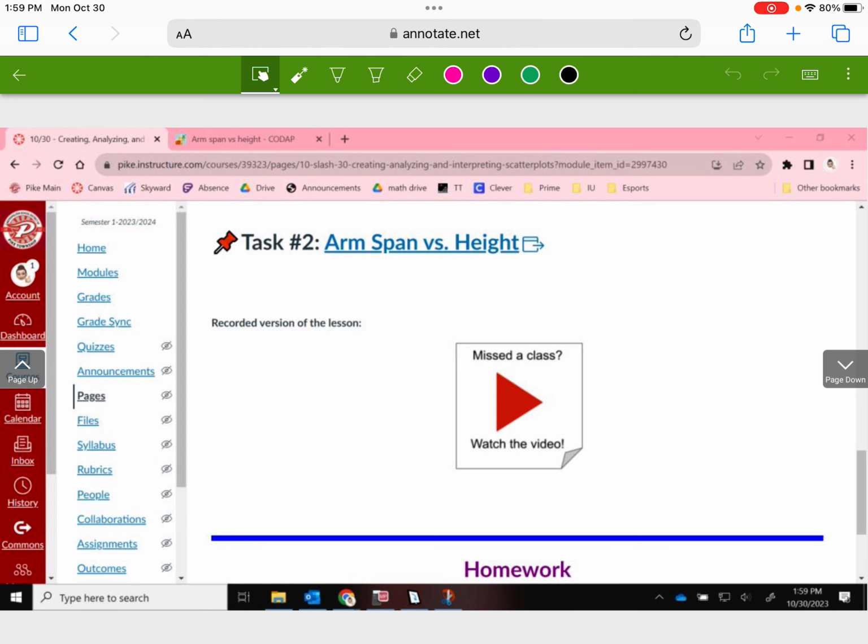And then open up this data set. Make your scatter plot. Arm span versus height. It does not matter where you put arm span or height. You just have to make a choice.